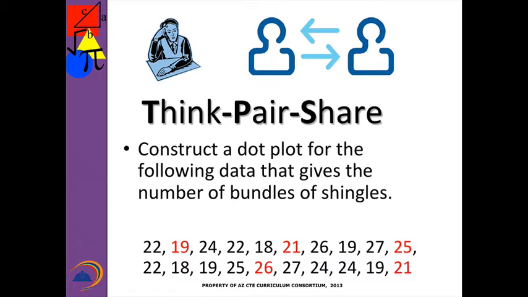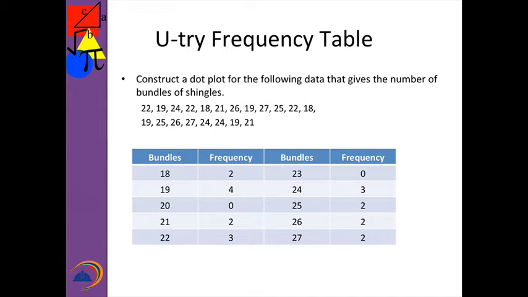So pause the video, teacher, while the students copy the data down, and then do a frequency table. Welcome back. Let's check. Here's my frequency table. 18 bundles, I had 2. 19 bundles, I had 4. 20 bundles were 0. 21 bundles were 2. 22 bundles were 3. 23 bundles were 0. 24 bundles were 3. 25 were 2. 26 was 2, and 27 was 2 bundles.